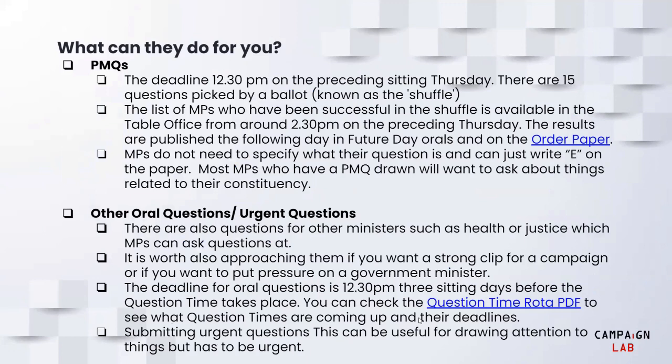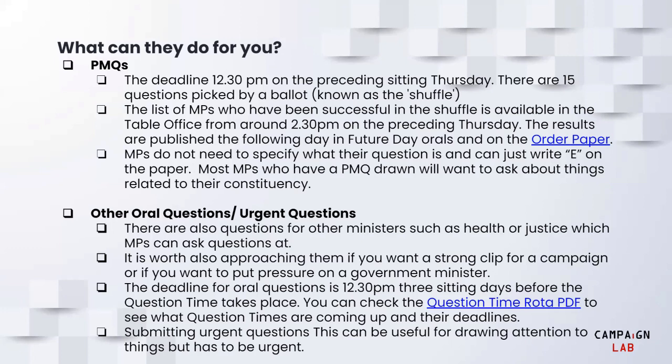They can also do PMQs, which is asking a question of the Prime Minister. There tend to be 15 people who get to do that. They don't have to declare in advance what topic they're picking. So you can scan the order paper or future date orals, identify some MPs that will be allowed to ask a question, and say, hey, it would be really great if you asked a question on this issue. This is how it relates to your constituency.